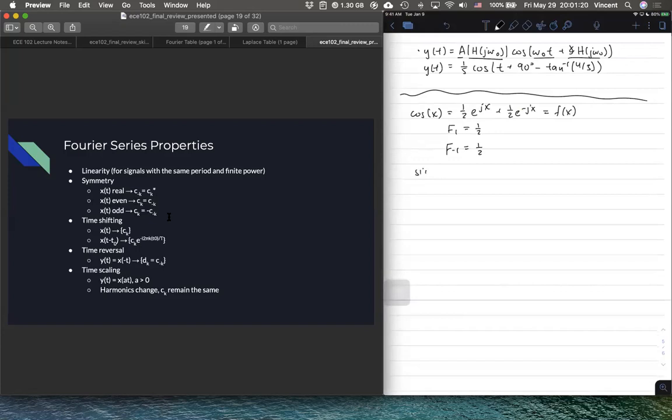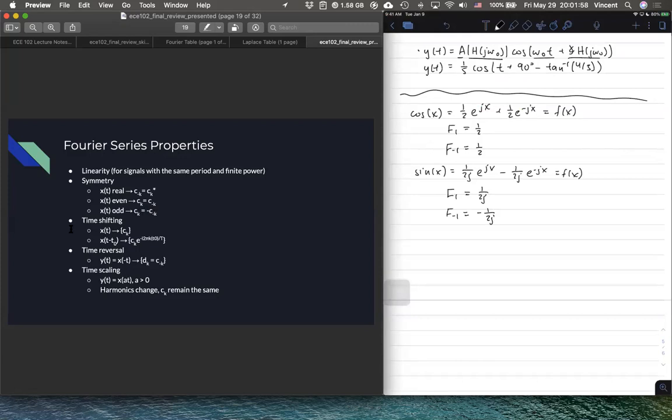For example, sine of x is odd, and we can express that as this. Here F sub 1 is 1 over 2j, and F sub negative 1 is negative 1 over 2j. So if you follow here, F sub 1 is the negative of F sub negative 1. You can see that's true.